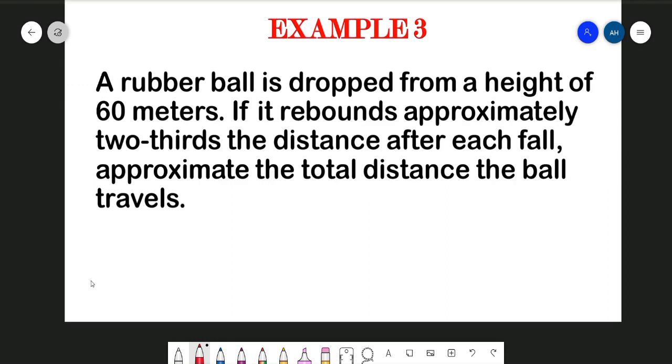So maybe before we start with our calculation, it's better for us to sketch a diagram to represent the situation. Okay, there is a ball, it drops, and this is the ground here. Suppose this is the ground, and the ball drops or falls for 60 meters, right?